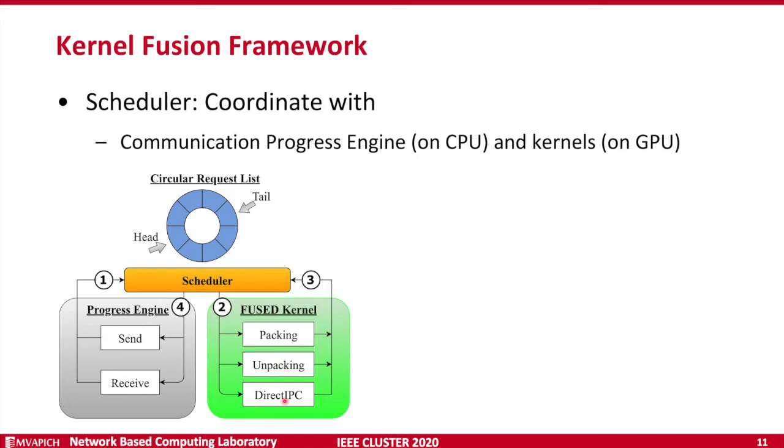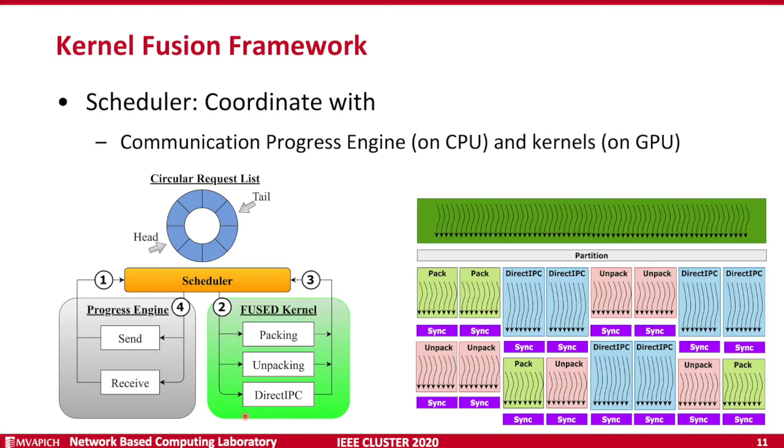And also the direct IPC. The direct IPC is another mechanism to perform zero copy data movement for non-contiguous data. So I'm not going to detail it, it's not in this paper. And you can imagine in the future this can be extended if we have different ways to optimize this packing and unpacking behavior. So if you look at this kernel, it will look like this.